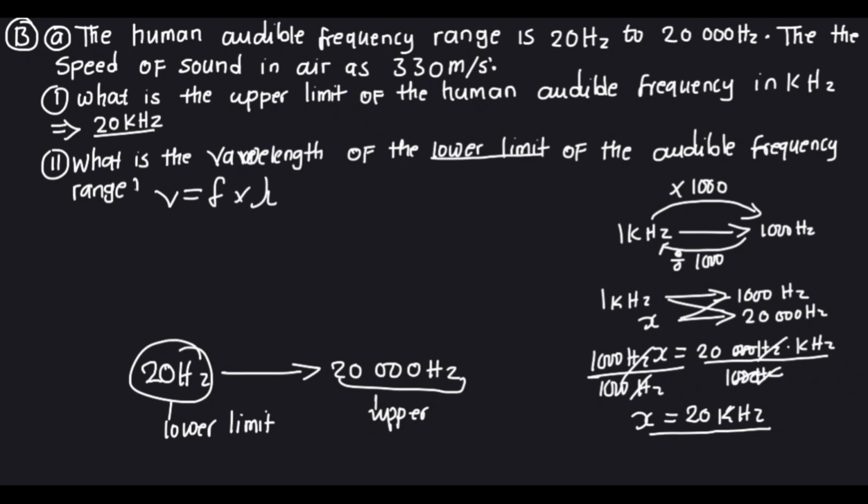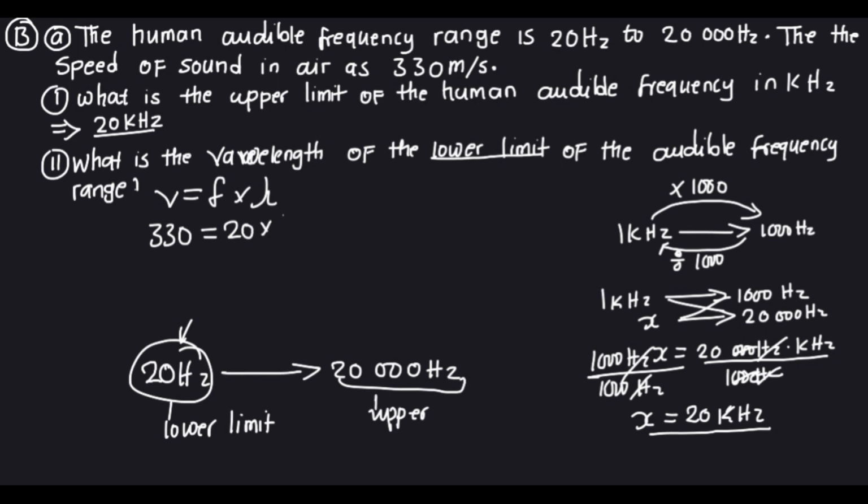We know that we have been given the speed of the sound. So the speed is 330. So where there is V, we put 330 here. Then the frequency. What is our frequency? Since we are told the lower limit here, we are going to use the value for the lower limit, which is 20. So our frequency will be considered to be as 20.